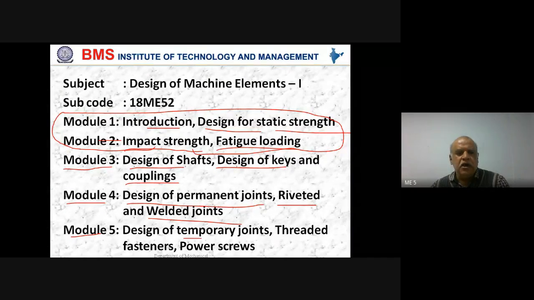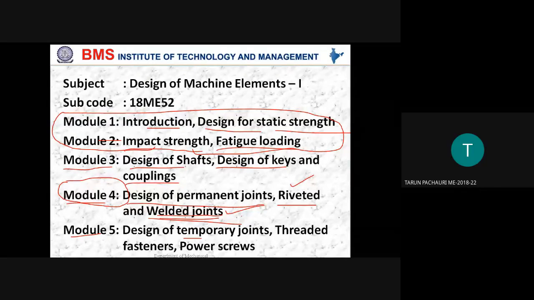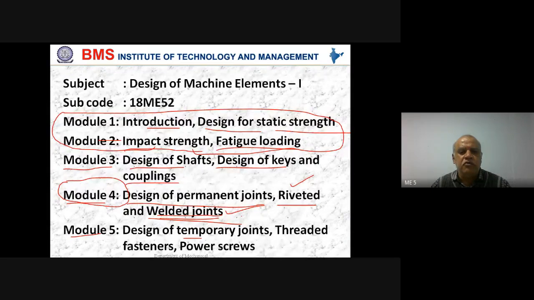Yeah. So now from today onwards, we'll start with module 4, which is design of permanent joints, and in that we have riveted joints and welded joints to study. So we start with welded joints. Do you all possess the data handbook that I had supplied to you about riveted and welded joints? Yes, sir. Excellent. So that's what we are going to start with in module 4, wherein we take up welded joints in the beginning.